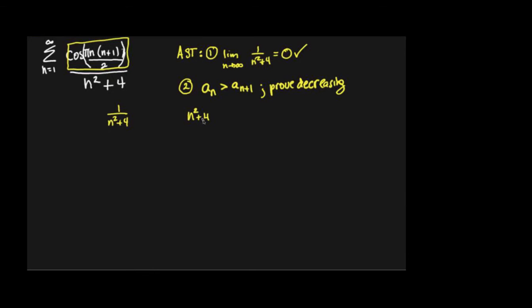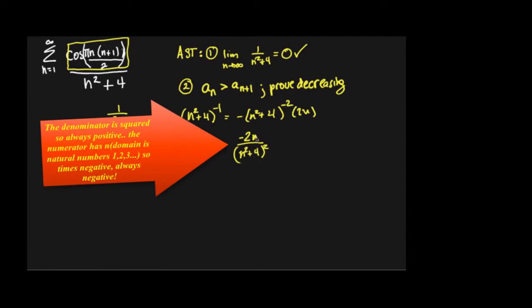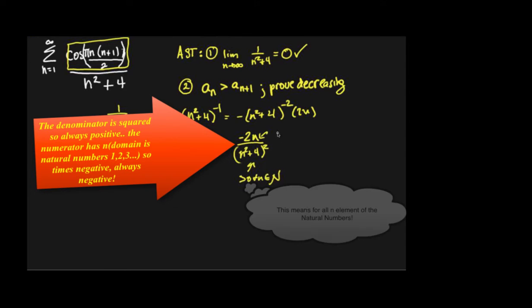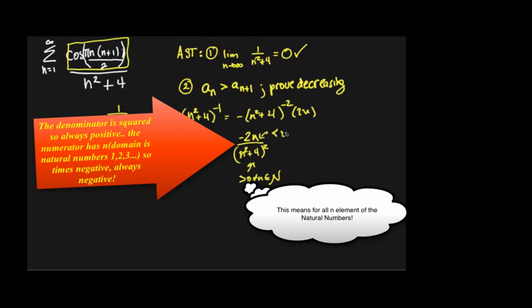How do I derive that? That's n squared plus 4 to the power of negative 1. Then the derivative is negative, parentheses n squared plus 4 to the power of negative 2, times 2n. And since it has a negative already, that's less than 0. The domain is positive; this is always greater than 0. The domain of this is the natural numbers, so negative 2 times a positive number is going to be less than 0.